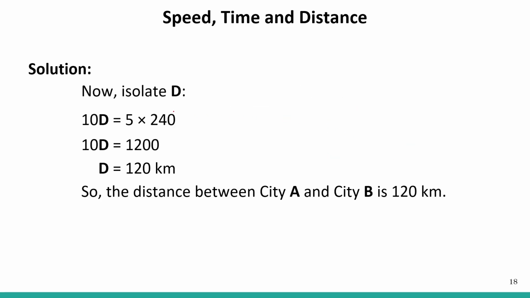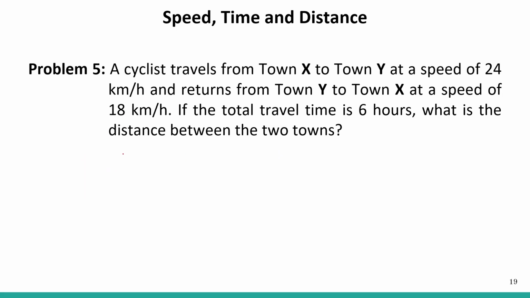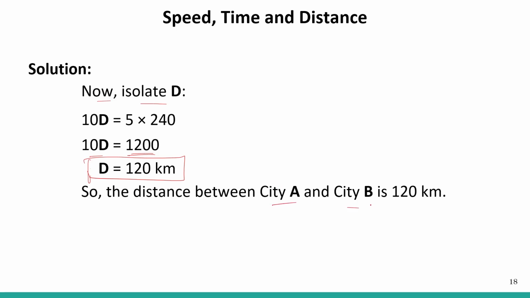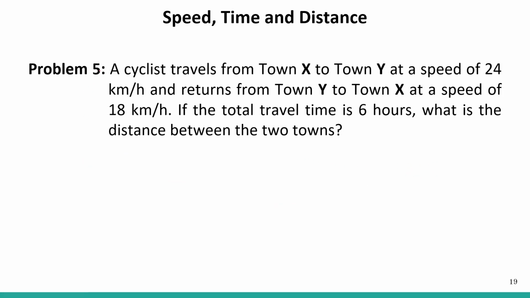So the answer will be 120. Now isolating D, what we are left with is 10D is equal to 1200. So D will be 120. So the distance between city A and B will be 120 km only. Okay, so let's see problem number 5.